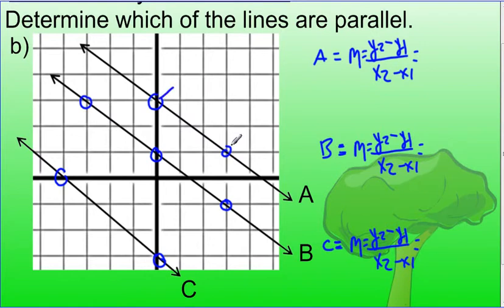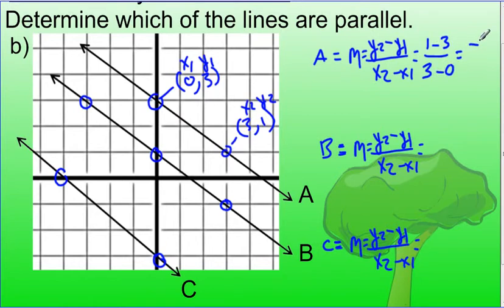Letter A. This point is at (0, 3). This point is at (3, 1). x1, y1, x2, y2. That gives us y2 minus y1 over x2 minus x1, giving us negative 2 over 3. That doesn't simplify, so that would be the slope of line A.